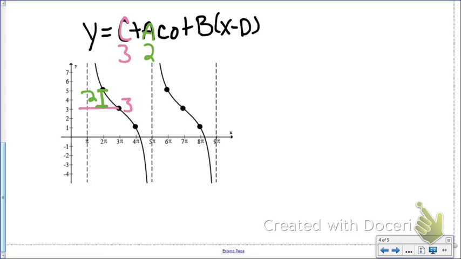B, I need to find my period first. So the period is the distance between the two asymptotes. That period is 4 pi. So B then is 1 pi divided by 4 pi, which ends up being 1/4. So that's my B.